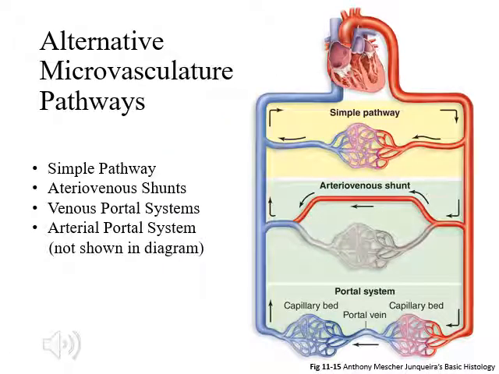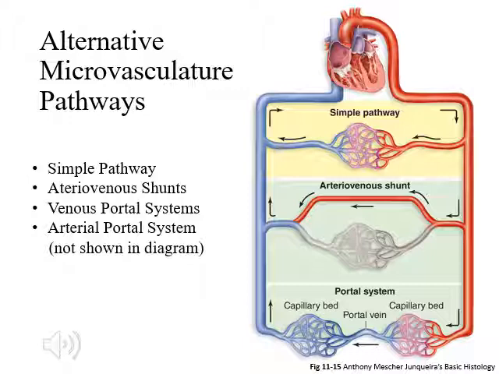Up to this point, we've already discussed the simple pathway that blood will take from the heart into the arteries and arterioles, through the capillaries, and then out of the capillaries into the venules and veins back to the heart. So this is basically considered the simple pathway. Now there are some alternative pathways that may occur within the microvasculature.